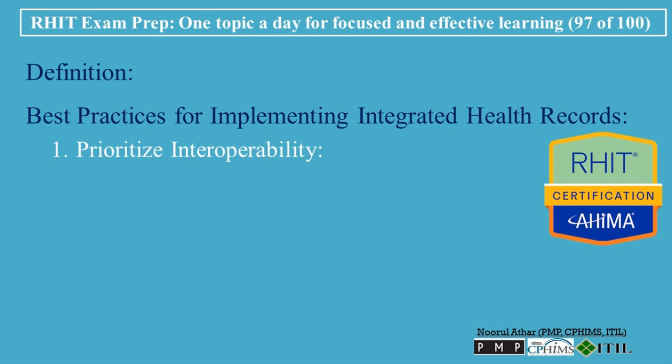1. Prioritize interoperability. Healthcare organizations should prioritize selecting systems that support interoperability and use standardized formats, such as HL7 or FHIR, for data exchange. This ensures that patient information can be shared seamlessly across different providers and EHR platforms.